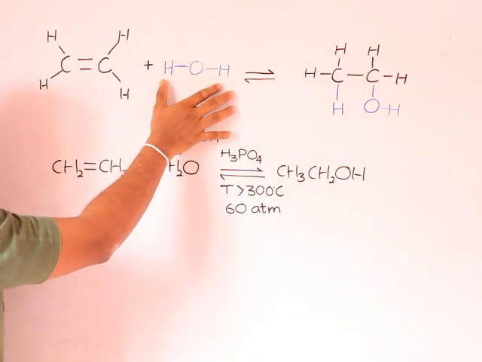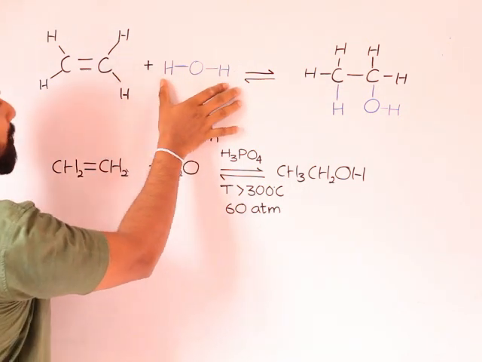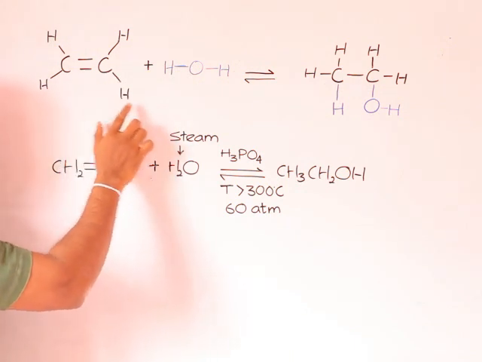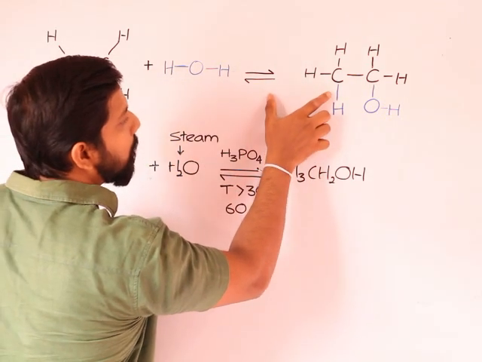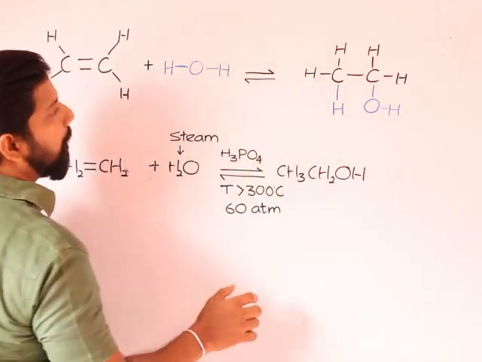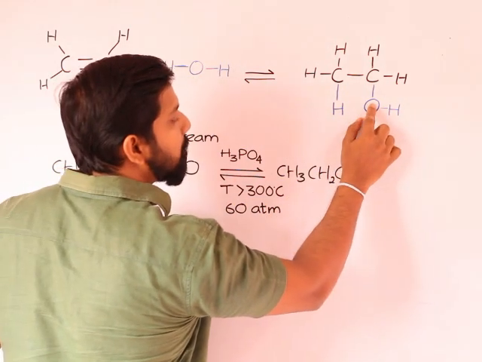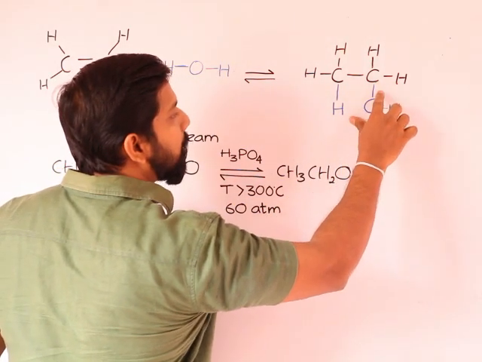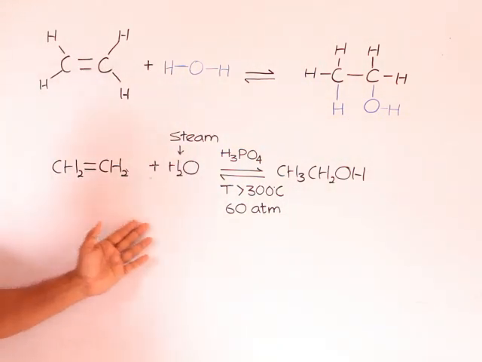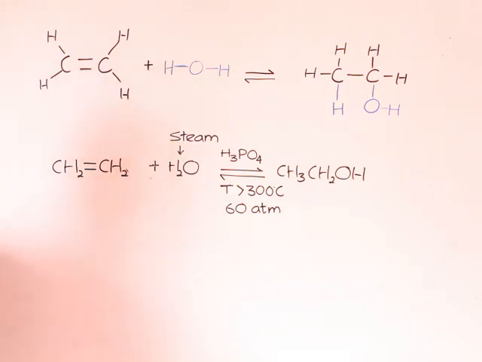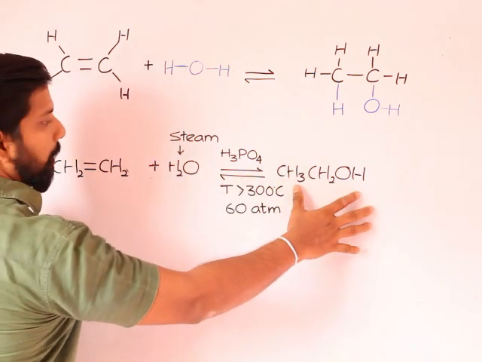You can clearly see how these groups are going to get connected to the ethene molecule. One of the two hydrogens of the water is connected to one carbon atom, and the OH group from the oxygen atom is connected to the other carbon atom. This is the balanced chemical equation written in short form: ethene, steam, ethanol.